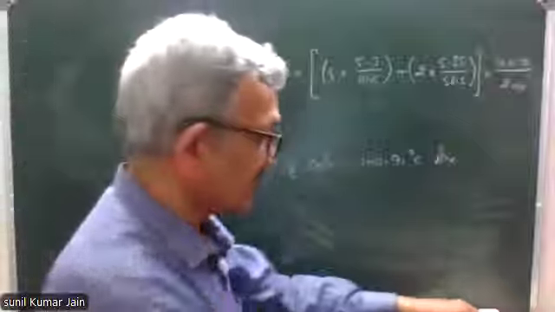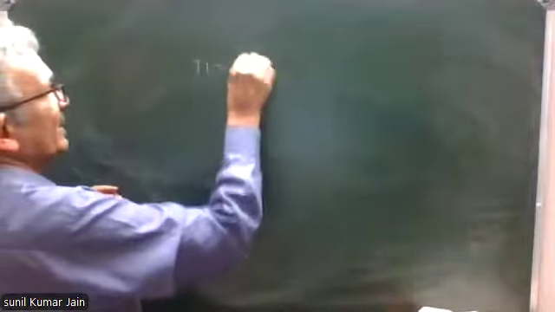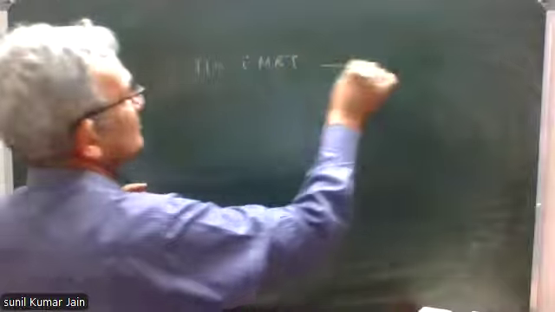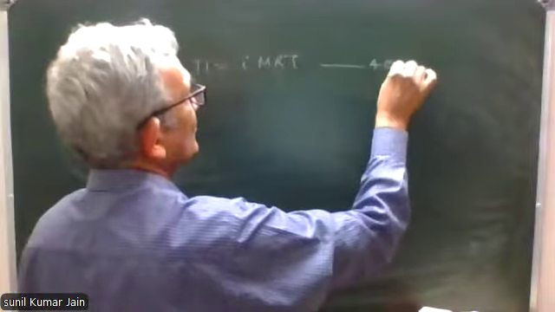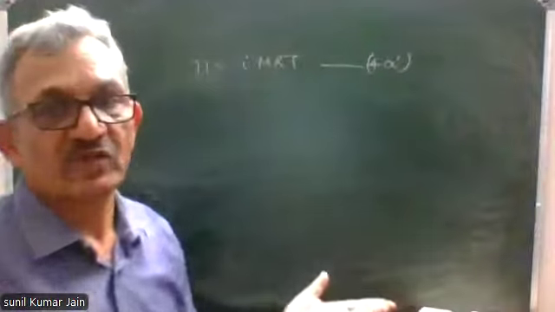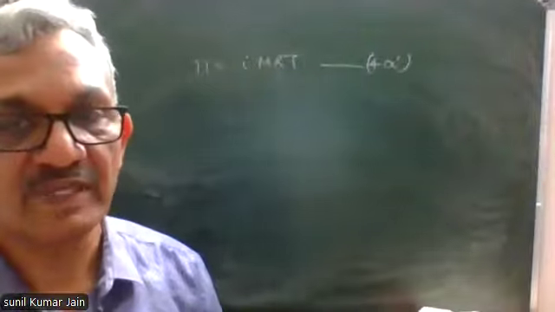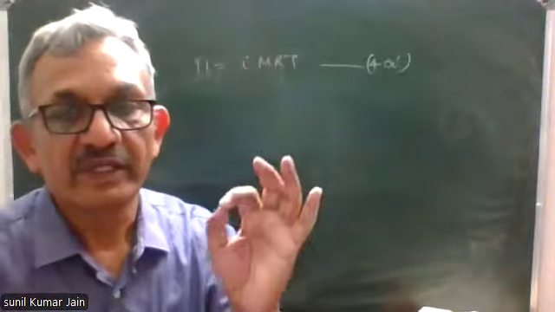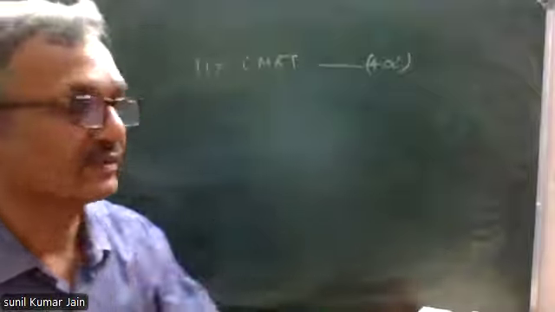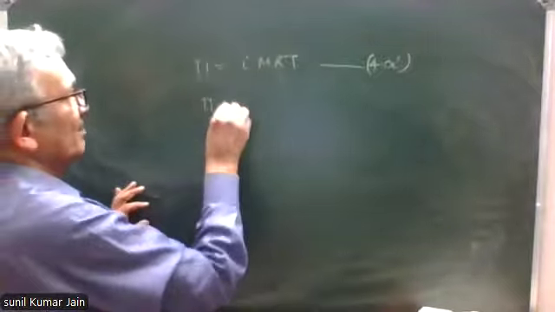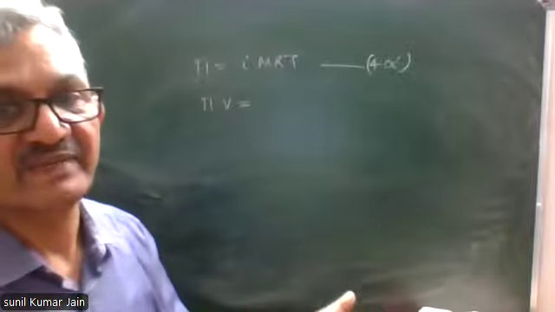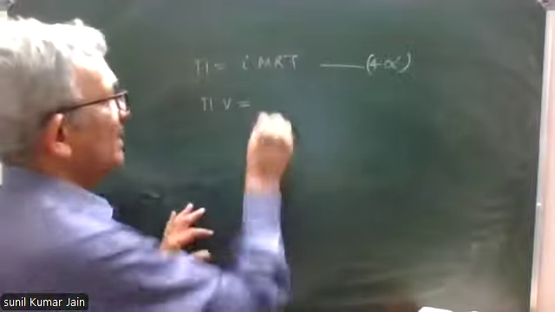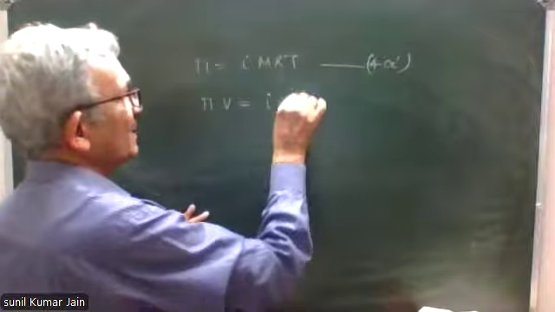Equation 4a becomes pi is equal to iMRT. Earlier it was pi is equal to MRT. Now it becomes iMRT, 4a dash. Equation 4b becomes, earlier it was pi is equal to nBRT. Now i into nBRT.